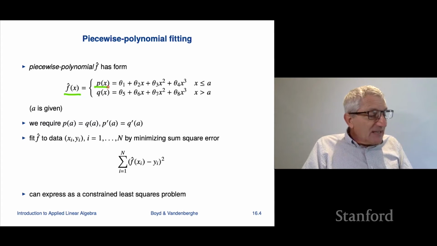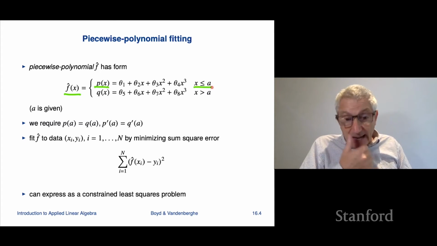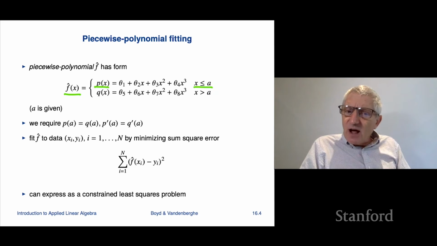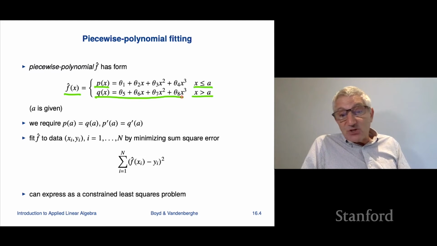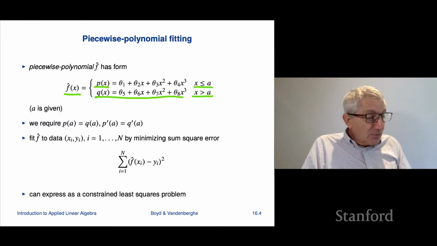So what we're going to do is say that f hat is going to be the polynomial p when x is less than some number a. A is sometimes called the knot point in such a model. Or it's equal to q of x. And they're both just cubic polynomials, okay?